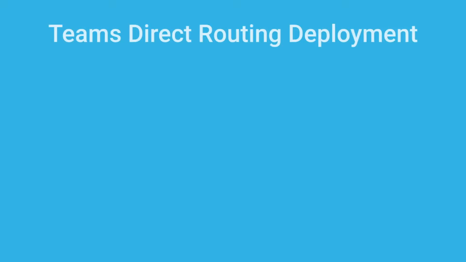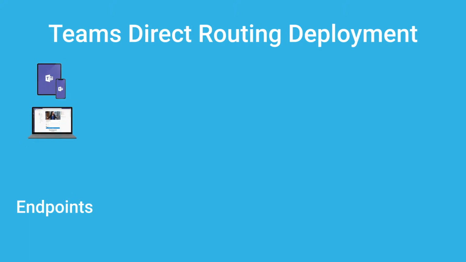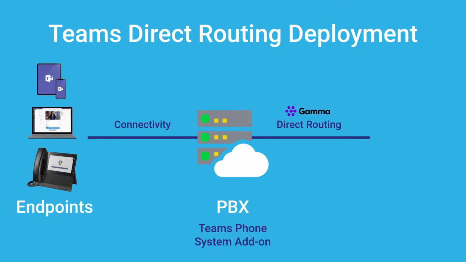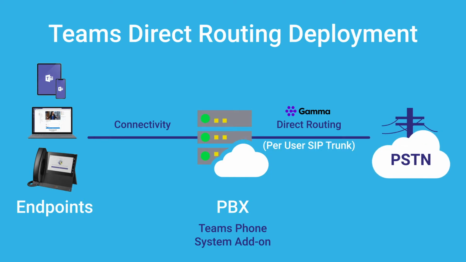So if we look at that in a Teams direct routing environment, what you have is your endpoints, which are now the Teams app on your mobile or laptop or Teams-enabled handsets and devices. They are connected to the PBX, which is now the Teams phone system add-on. The trunk is the direct routing piece, and this is a per-user SIP trunk essentially. So unlike traditional SIP, where you're assigned to a data connection with an IP address, you're now assigning a direct routing SIP trunk to a user. That then connects you to the PSTN to make phone calls. And that is essentially how you make a telephone call from Teams through the phone system out to landlines and mobiles.